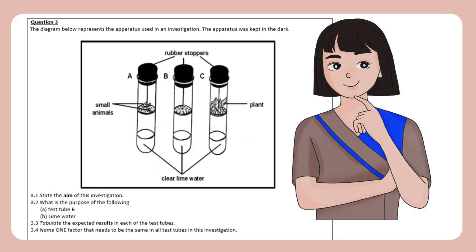Question 3. The diagram below represents the apparatus used in an investigation. The apparatus was kept in the dark. 3.1 State the aim of this investigation. 3.2 What is the purpose of the following? A. Test tube B. B. Lime water. 3.3 Tabulate the expected results in each of the test tubes. 3.4 Name one factor that needs to be the same in all test tubes in this investigation.